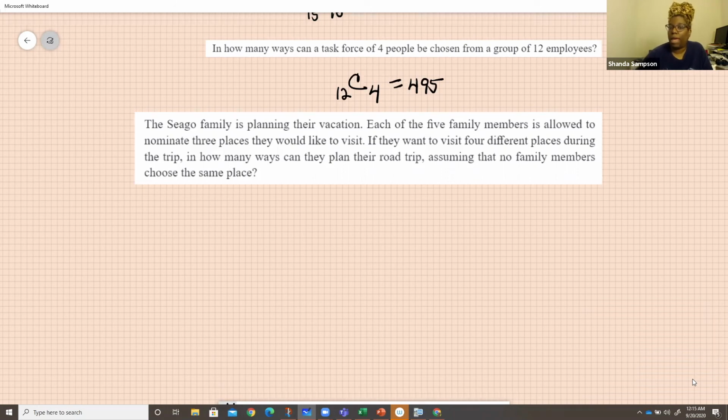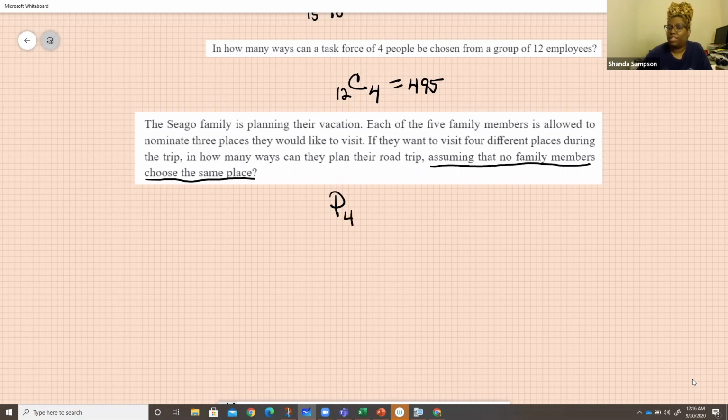So the issue is, do you think first, is this a permutation or a combination? Does the order matter? Actually, yes, the order matters because no family member chooses the same place. So if somebody chooses one place, then it can't be chosen at that time. So the order that the place is chosen matters. So we know that's going to be a permutation because order matters. So here we know we're going to visit 4 different places. So whatever it is, it's going to be taken 4 at a time.